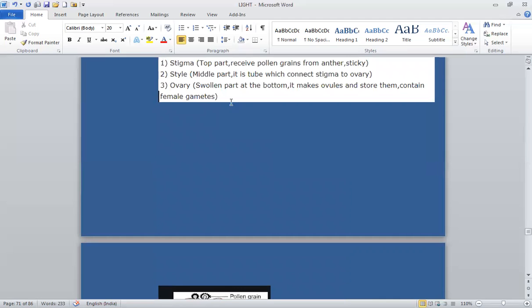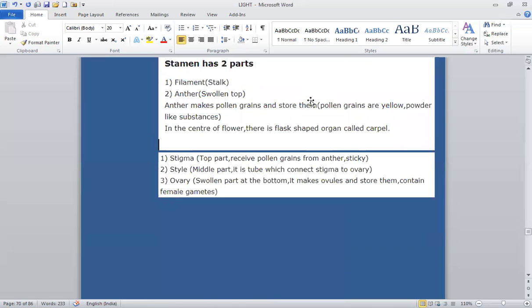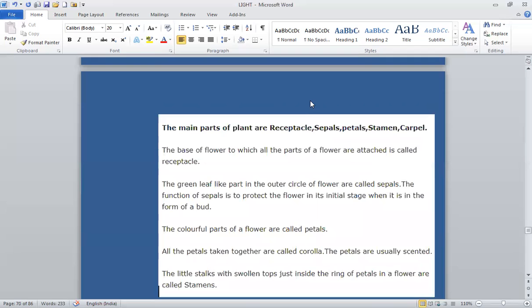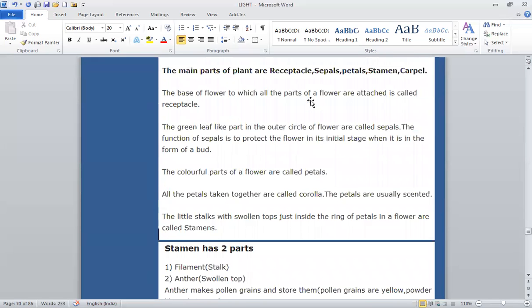The stigma, the top part, receives pollen grains from the anther. It is sticky. Style is the middle part. It is a tube which connects stigma to ovary, and ovary is a swollen part at the bottom. It makes ovules and stores them, which contain female gametes. So this was all about the structure and the main parts of a flower, which is the reproductive organ of a plant.